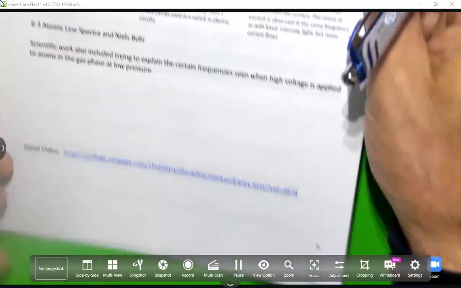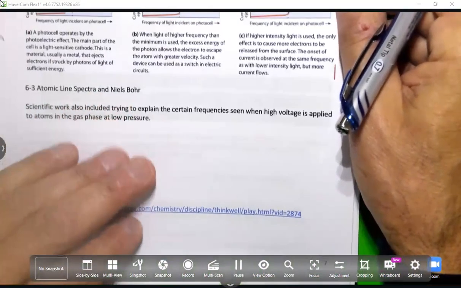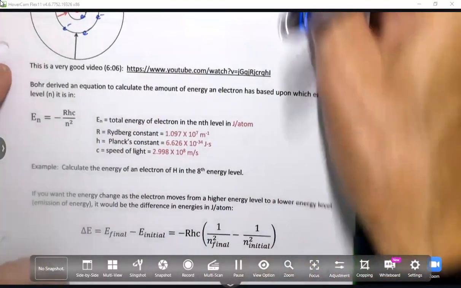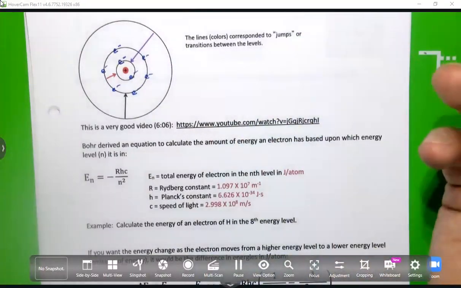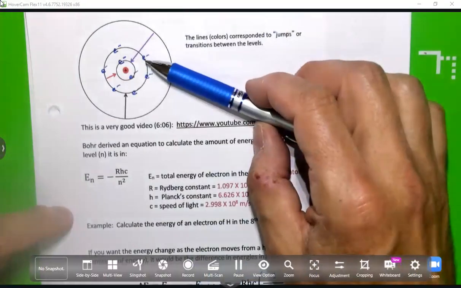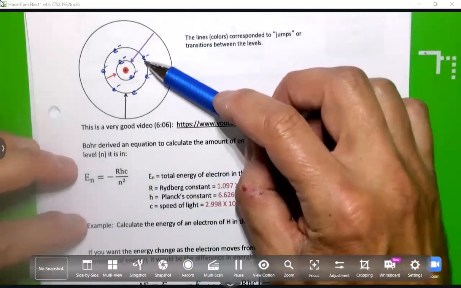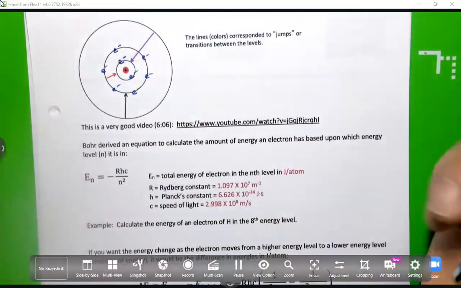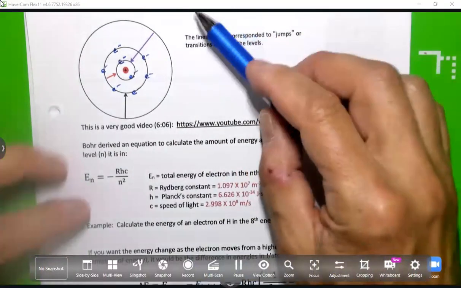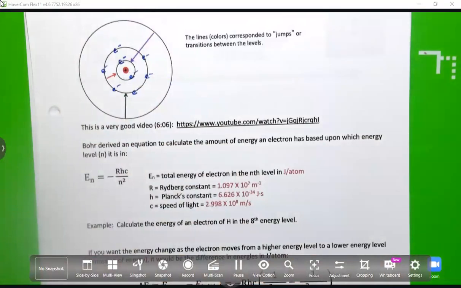All right, the next is the photoelectric effect. We're going to talk about atomic line spectra in Niels Bohr. Okay. Again, we know that the electrons are at certain energy levels. We know if we put energy into the atom in the form of electricity, heat, or light, these electrons are kicked farther away from the nucleus. It's going to absorb that energy, and then eventually they're going to drop back down because they're still attracted to the positive nucleus, and they're going to give us energy back.